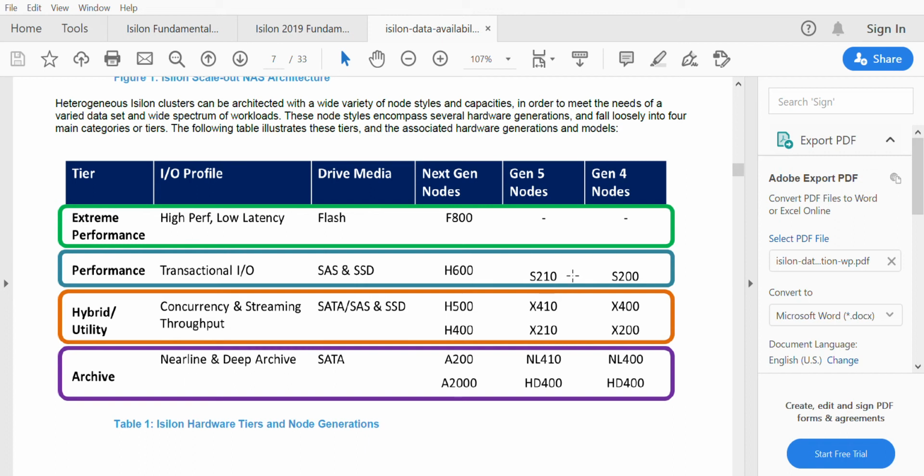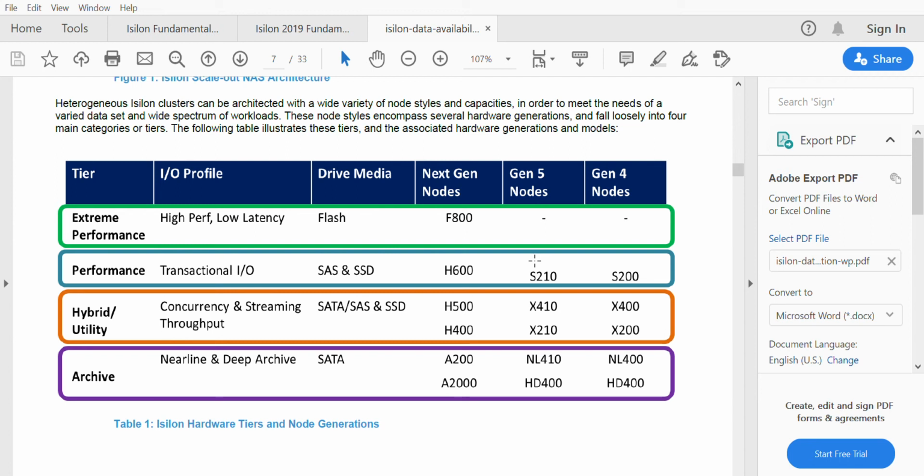So when you see a node in a series like S210, that means S denotes the series of node, 2 denotes the rack unit, 1 denotes the minor change in the code, and the next digit denotes the major release. So these are the numbering of node types till Gen 5.